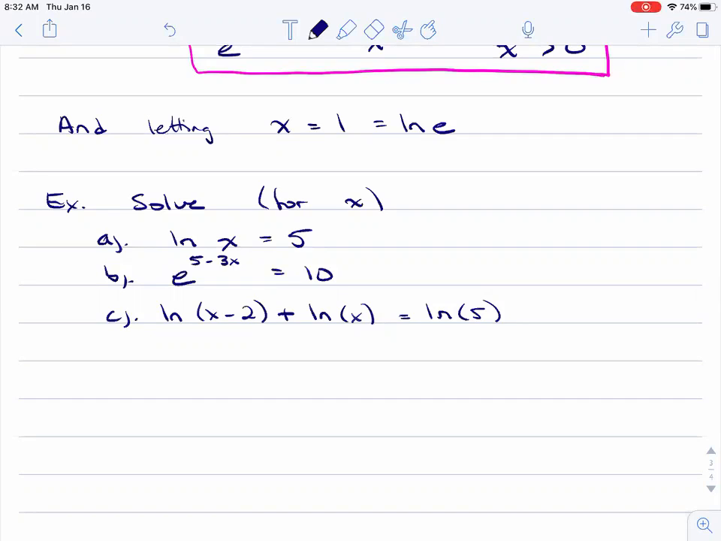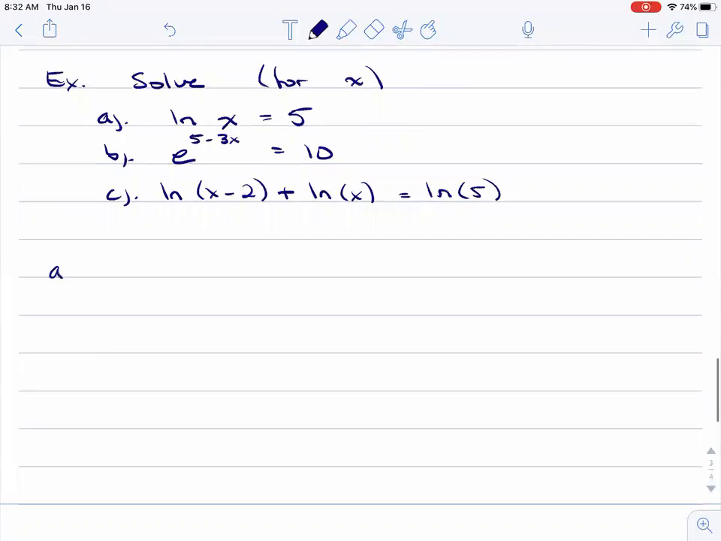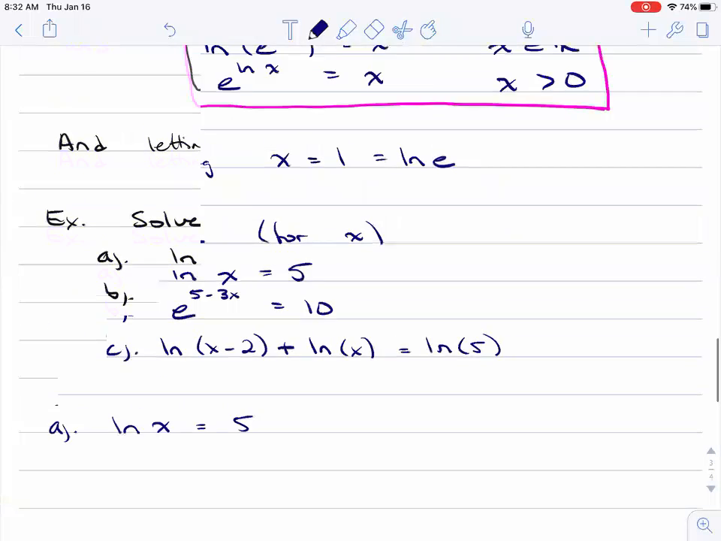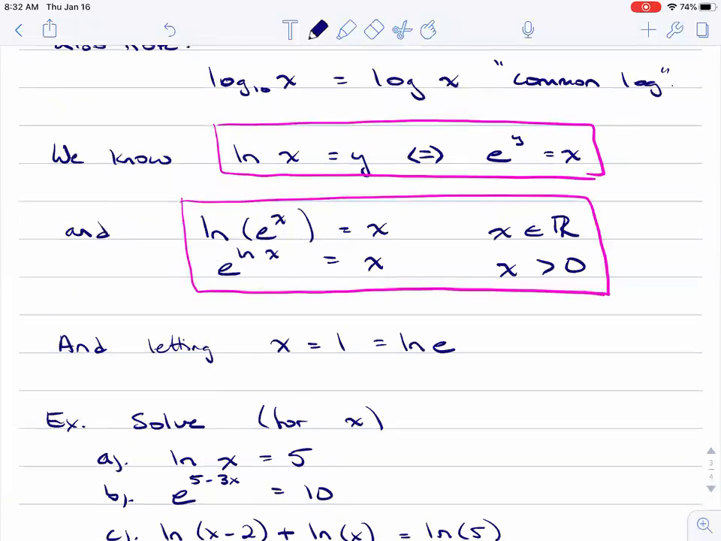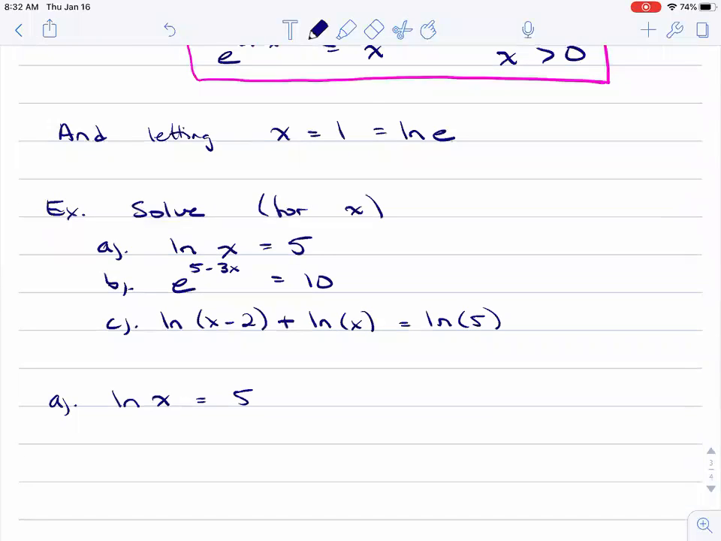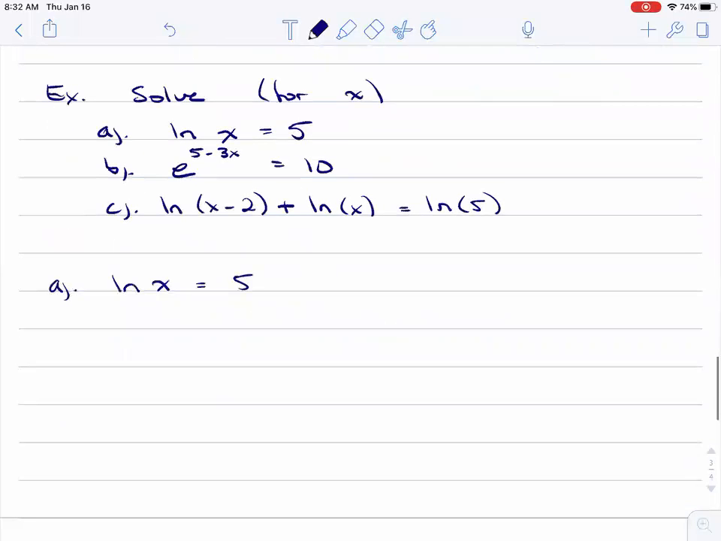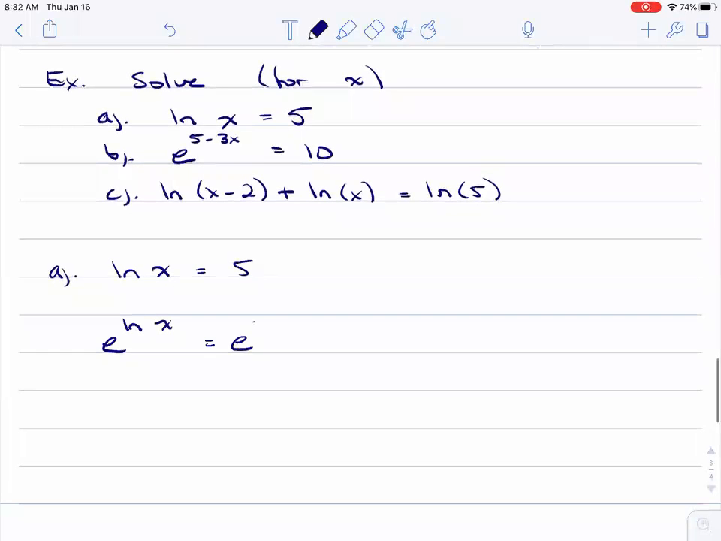Questions, I'm pretty sure you've got part A under control. I'll start there and give you a little more time to work on that last one, as it's a little bit trickier. So if we've got the natural log of x equal to 5, what we said earlier was, if I want to shake the x out of a natural log, I'm going to have to take e to the power of both sides. So e to the natural log of x equals e to the power of 5.